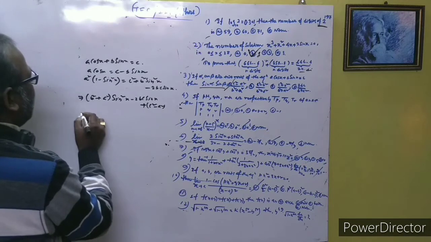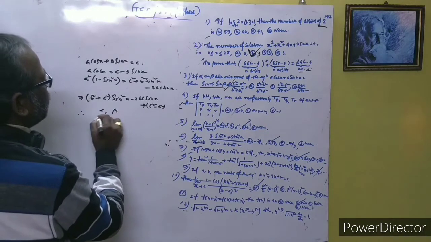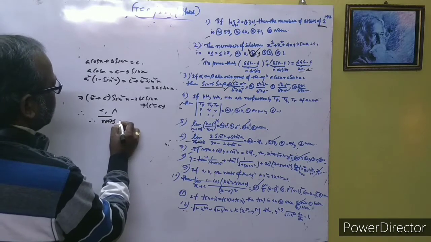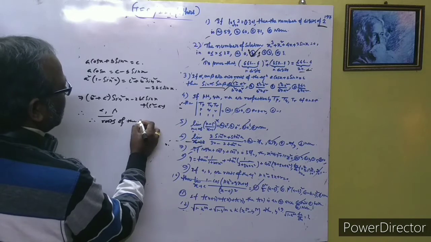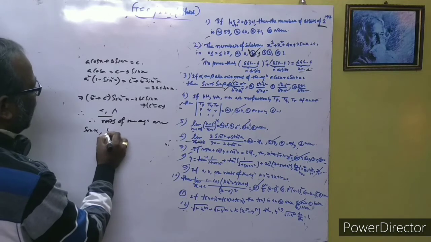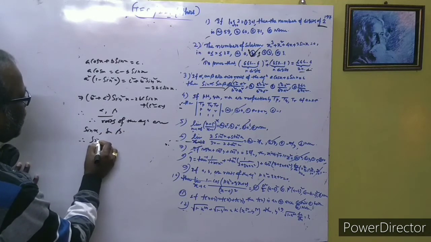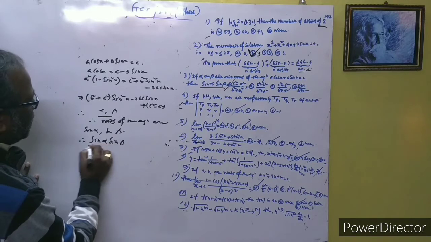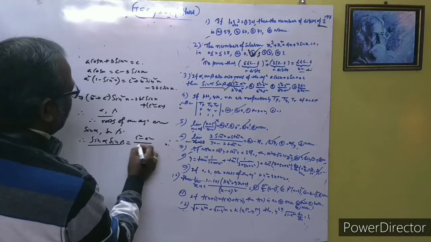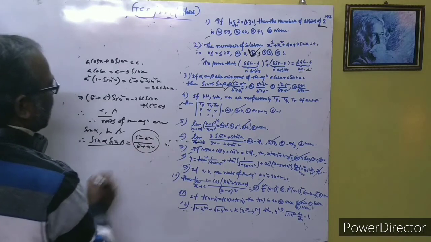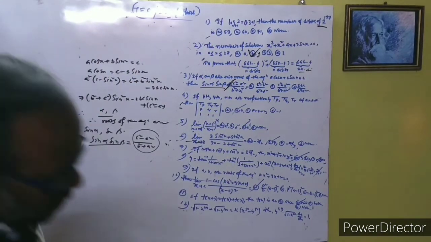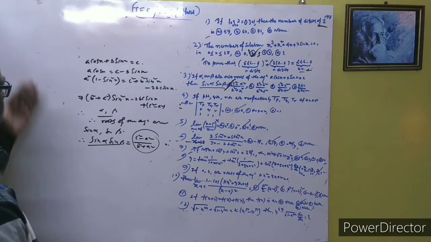Therefore, if alpha and beta are the two solutions of this curve, then the roots of this equation are sin alpha and sin beta. Therefore their product, being the product of roots, is c by a, that is c square minus a square by b square plus a square. So this is your answer, the first option. This is a very important question, and we can easily solve this.